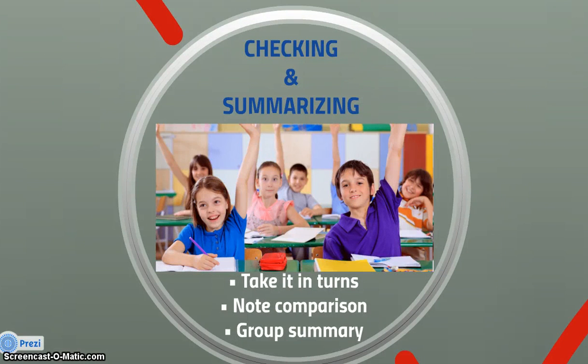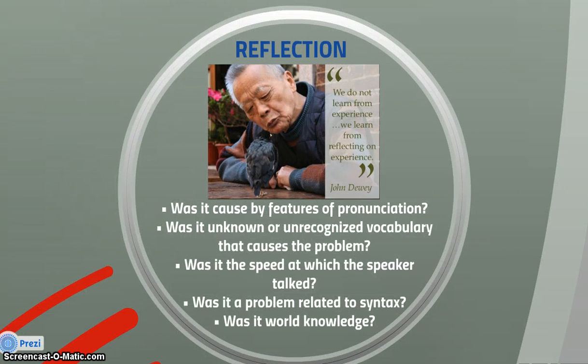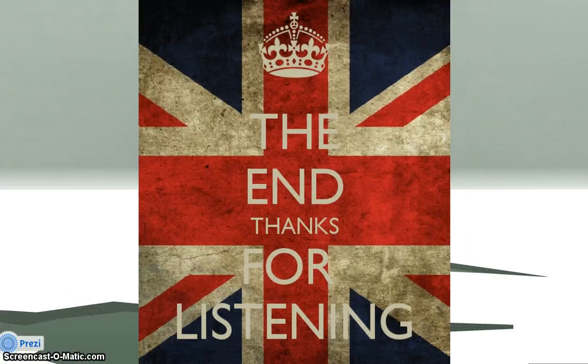And checking and summarizing is another activity, checking the previous task. And the reflection, as I mentioned before, we need to take into account to reflect about the activity and task, to know which are the weaknesses of our students in order to improve them. So that's almost all. Just this is the end. Thanks for listening, and remember always to reflect. The reflection stage is probably the most important.